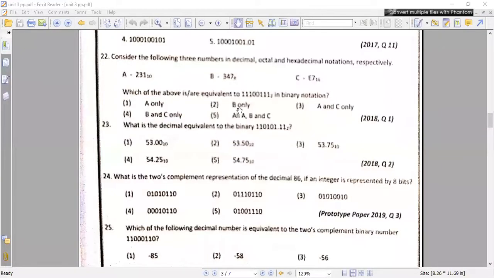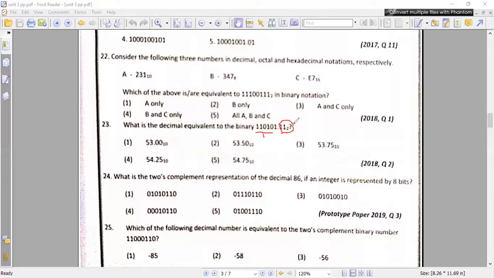What is the decimal equivalent to the binary? So the binary number is given. In the binary number, you have to take this part separately and this part separately. That's how you have to work on that. When we calculate, 53 is coming from this part. So these things you have to calculate.